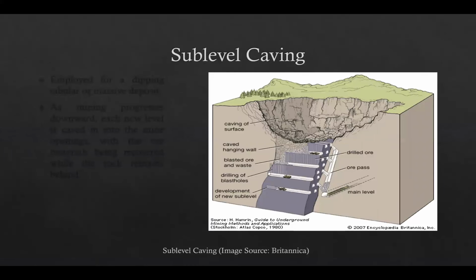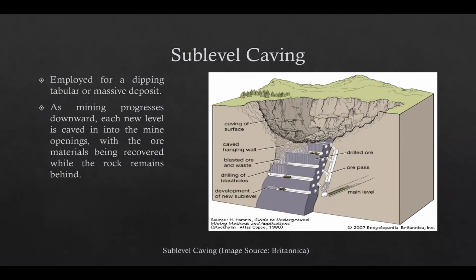Next one is sublevel caving, which is also a high production method, but it can be applied to metallic mines as well. But the longwall mining is mostly used in coal deposits. It is employed for dipping tabular or massive deposit.